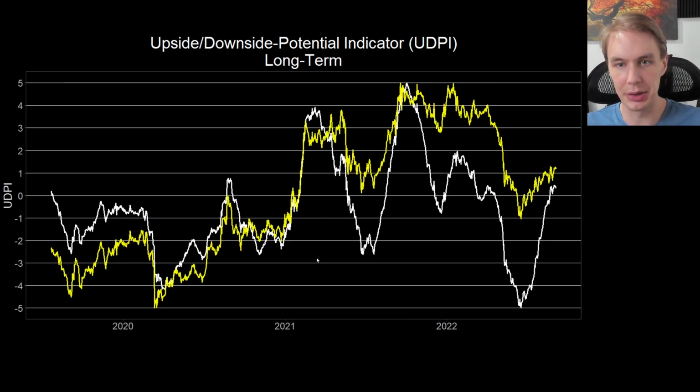And we can see this also if we just look at the raw output of the model across time. So the yellow here is the Atom price across time, and the white line here is the UDPI level across time. And you can see that back in June, we were down at the lowest risk levels that we've seen, really ever since the lows from March 2020. And now we've actually gone up and realized quite a bit of upside potential, up over 100%. The long-term UDPI is reflecting that.